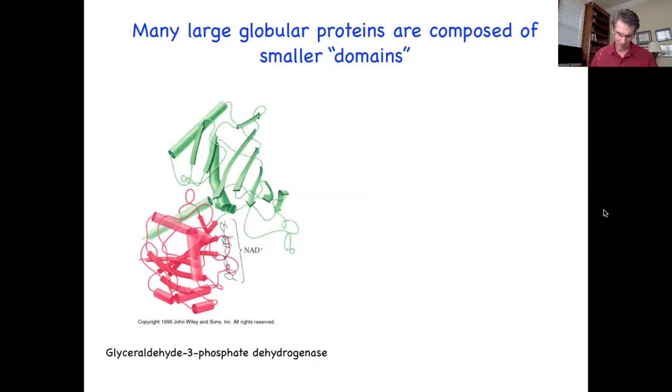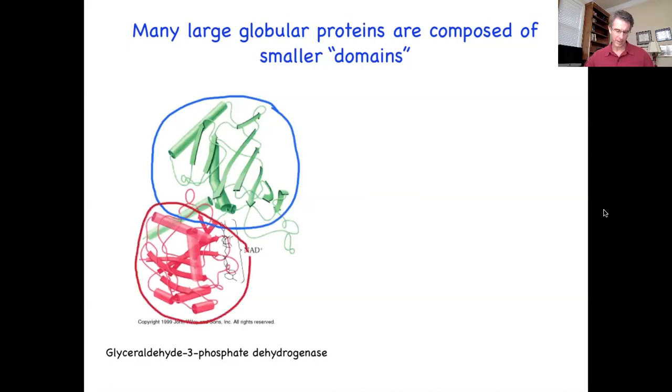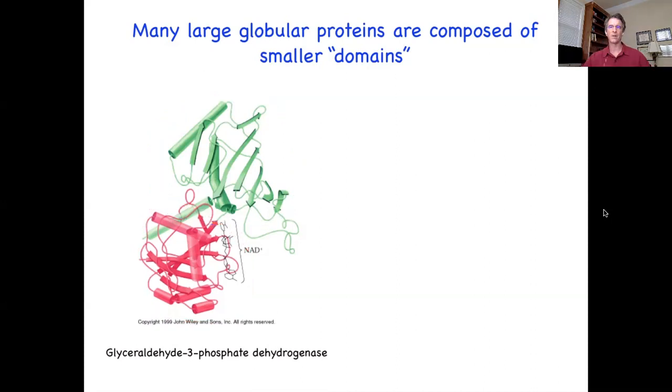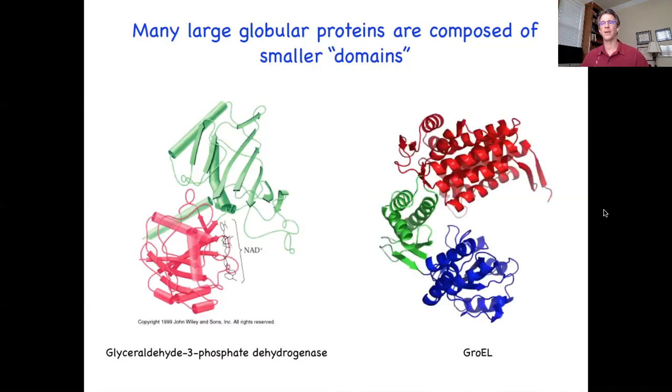And the domain structure is now really clear here, right? Shown here in green is one domain. And then down here in this sort of pink color is the other domain, right? And we can see how these two pieces of this polypeptide are kind of distinct. And then here, finally, here's another protein that's been near and dear to my heart, GroEL, chaperonin. In this case, it's even more obvious, right? That GroEL has three domains.